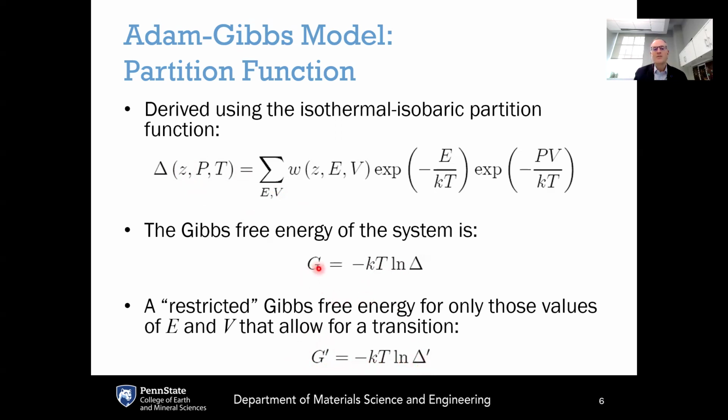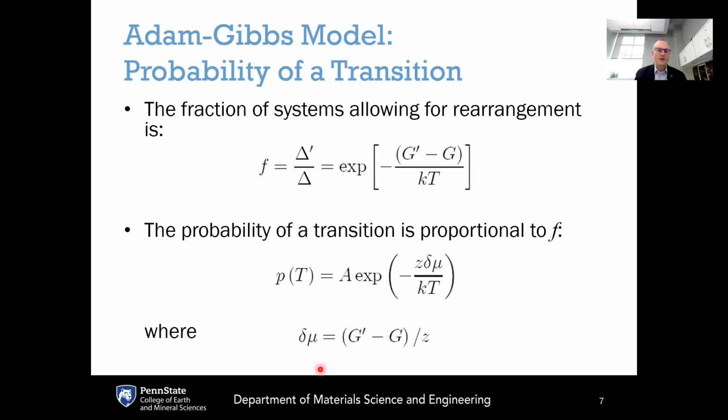So we've got a Gibbs free energy of the entire system, and then a restricted Gibbs free energy just for the subset of systems that allow for a viscous flow. The fraction of systems that allow for viscous flow is given by this little f, and that is just the ratio of the two partition functions. So the partition function of systems allowing for flow over the total partition function. And using that relationship between the partition function and the Gibbs free energy, this just becomes the exponential of minus the difference of Gibbs free energy between those two cases, between the restricted case and the full system, over kT, Boltzmann's constant times temperature.